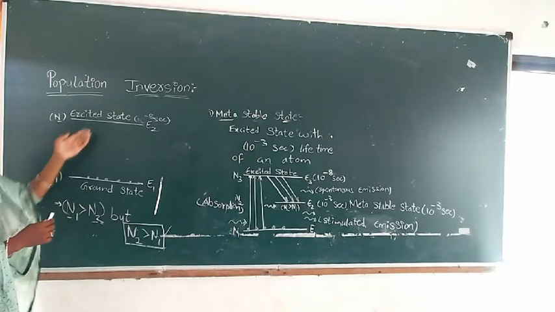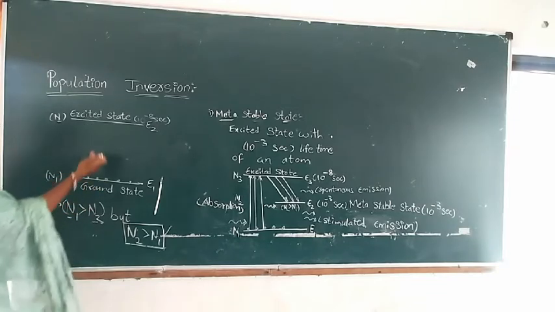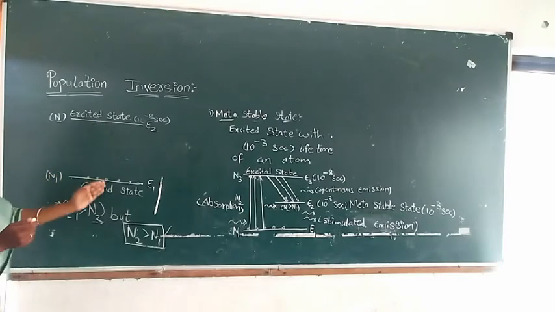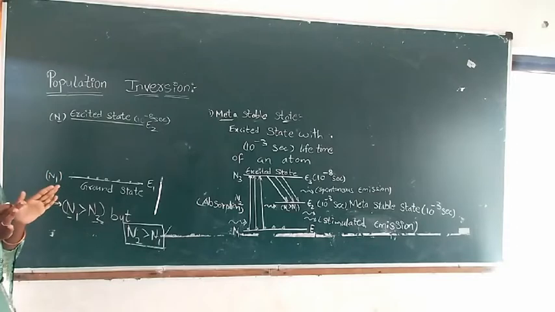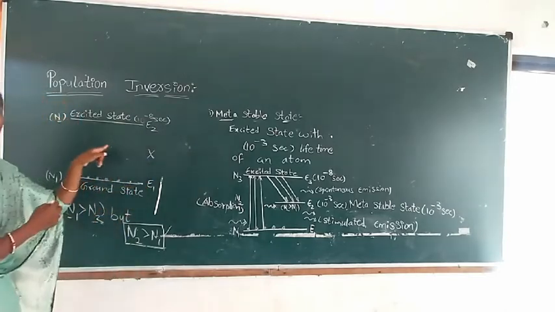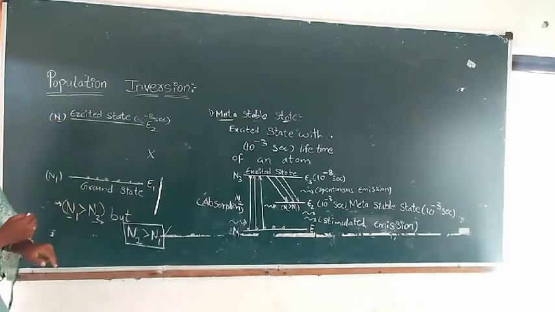This is the diagram of a two-level laser system. Only two energy levels have been used. In a two-level laser system, we can't achieve population inversion. So what do we need? We need one more energy level. The two-level laser system fails to achieve population inversion.